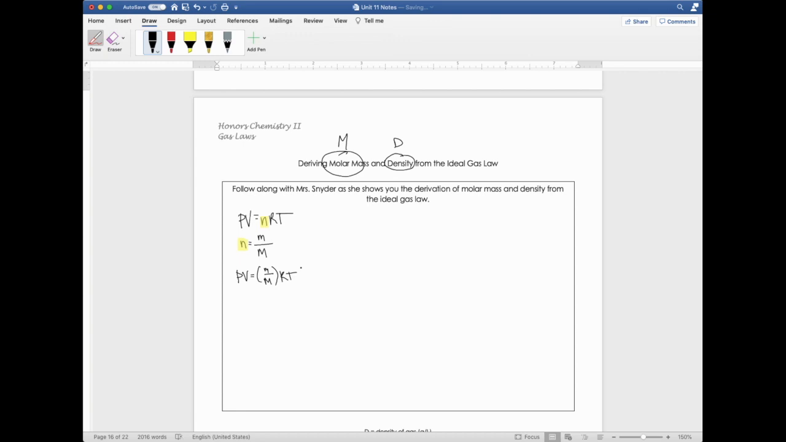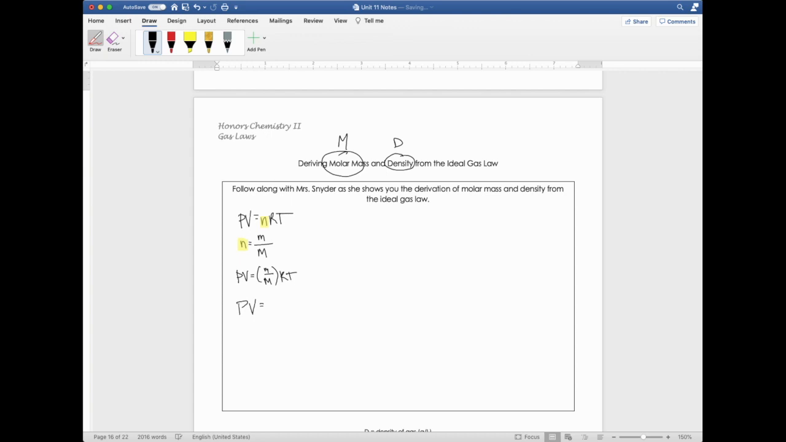Now, you can go ahead and solve for this, but a lot of students don't always like to work with fractions. So we're just going to get rid of that fraction, and we are going to set this whole entire thing equal to molar mass. So to do that, let's go ahead and just do some algebra right here.